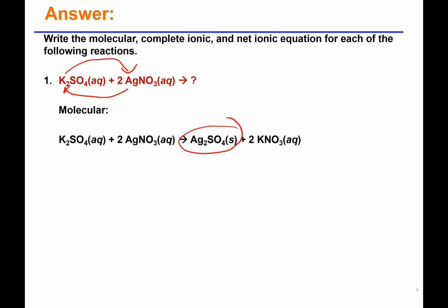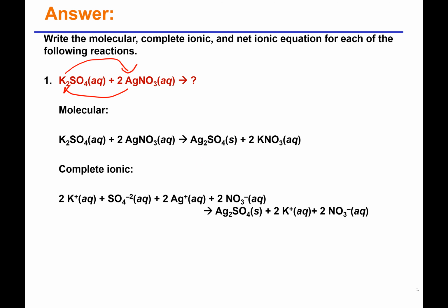Notice here that we have silver sulfate precipitate. For the complete ionic, we would just break everything into ions except for our solid. Okay, and then we have to look for spectator ions. So just real quickly, we have potassium, sulfate. Oh, we can't cross out sulfate, we have to keep it. Can't cross out silver, cross out nitrate, there we go.